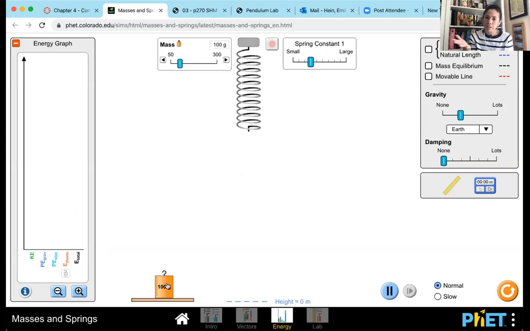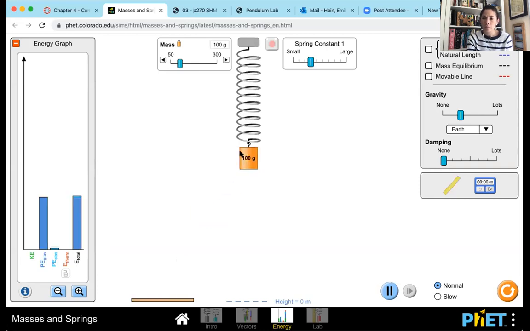energy. You can see that this is a good example because we're going to have both gravitational potential energy, because the mass is going to change in height, but also a change in elastic potential energy because the spring is going to be compressed and stretched.